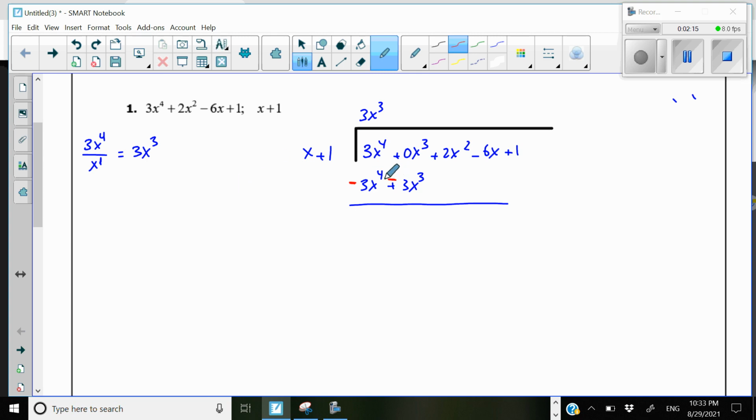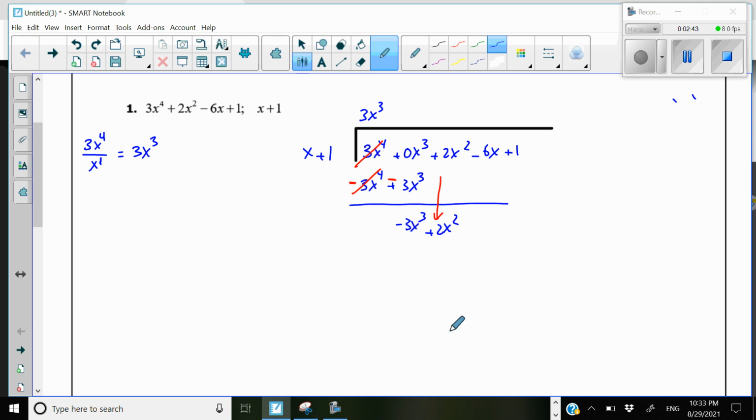So I'm going to pay attention to the red signs. Now, 3x to the 4 minus 3x to the 4, they cancel each other. 0x cubed minus 3x cubed will be negative 3x cubed. Next, I'm going to bring the next term down. So it will be plus 2x squared.